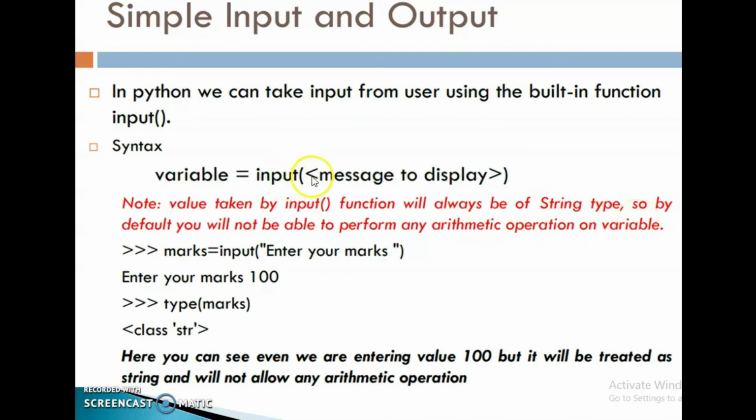Here we are simply using this input function. While using this input function, it will take the values as string. So, we can't perform any arithmetic operations on these variables. marks is equal to input, enter your marks. Enter your marks, that is 100. Type of marks is string. Clear? Here you can see even though we are entering the value 100, it will be treated as a string and will not allow any arithmetic operation.